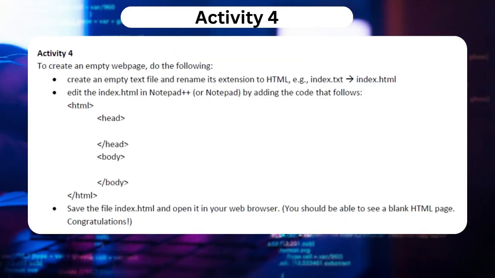Activity 4. To create an empty web page, do the following. Create an empty text file and rename its extension to HTML, for example, index.txt to index.html. Edit the index.html in Notepad++ or Notepad by adding the code that follows. HTML, head, body, closing HTML. Save the file index.html and open it in your web browser. You should be able to see a blank HTML page. Congratulations!